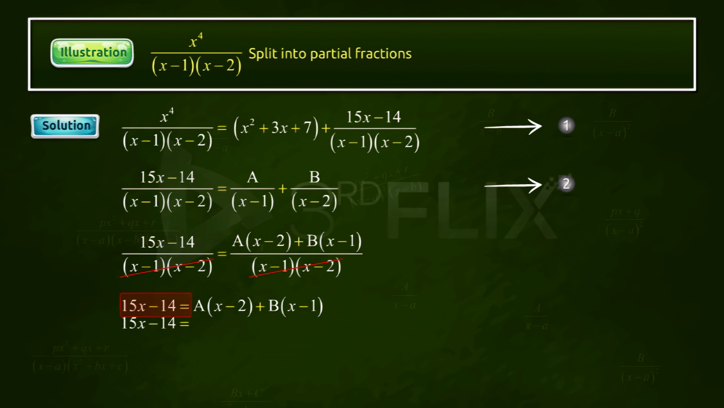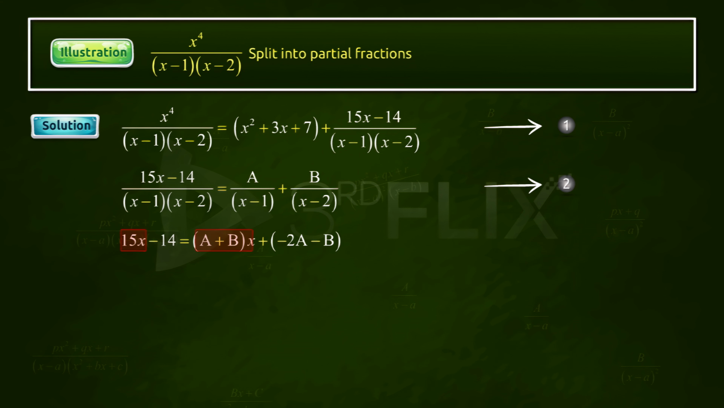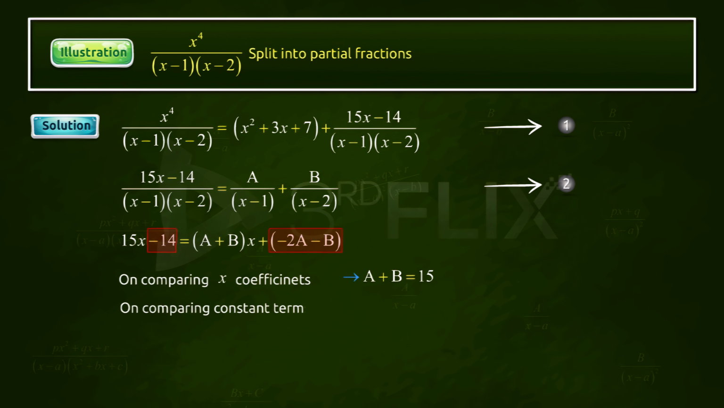On LHS, 15x - 14. On RHS, simplifying, Ax - 2A + Bx - B. Combining all x coefficients, we get (A + B)x. Combining all constant terms, we get -2A - B. On both sides, comparing all x coefficients, we get A + B = 15. Comparing constant terms, we get -2A - B = -14.